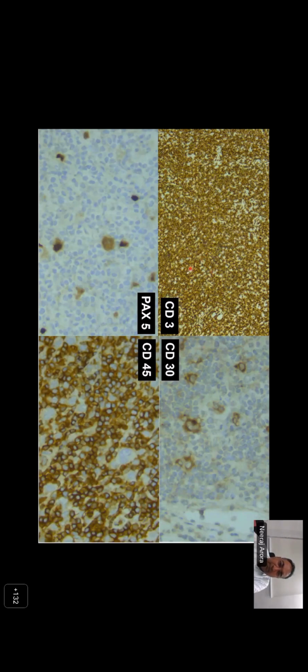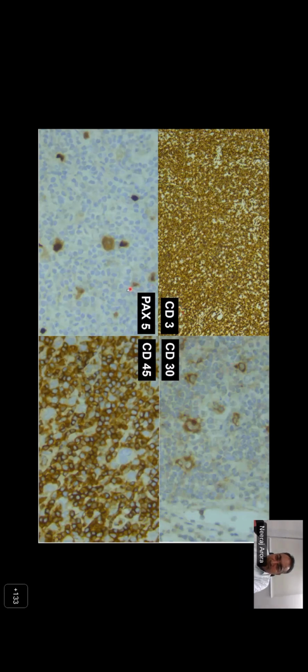So CD3 was nicely positive in the small cells in the background. CD30 highlighted the large cells; the RS-like cells were positive for CD30. And whenever you are interpreting CD30, you need to look at the positivity. How is the positivity? It is Golgi zone and membranous positivity for CD30. Just interpreting CD30 with no Golgi zone would lead to a wrong diagnosis. So looking at the large cells and the positivity of CD30 is very, very important.